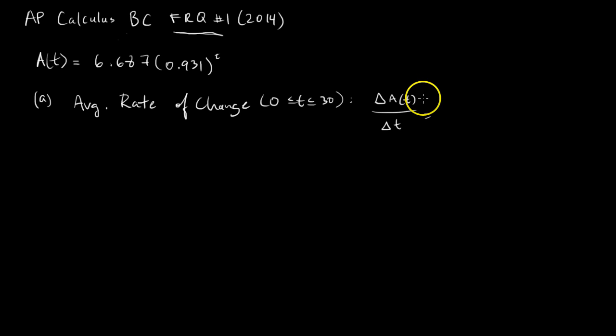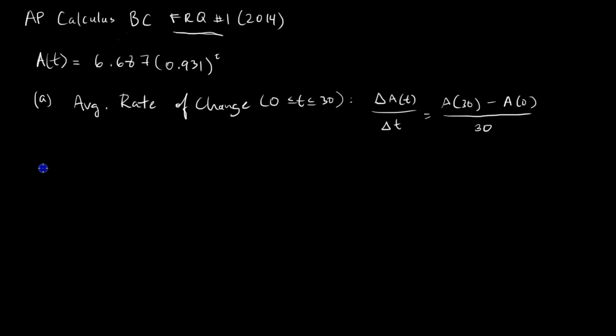So delta A of t would be A of 30 minus A of 0, right? Because we end at time equals 30 and we start at time equals 0, and the rate of change of the amount of grass clippings is the amount that you subtract, the highest from the lowest. Alright? And this is over delta t. And delta t goes from 30 and starts from 0. So it's just 30 minus 0, which is 30.